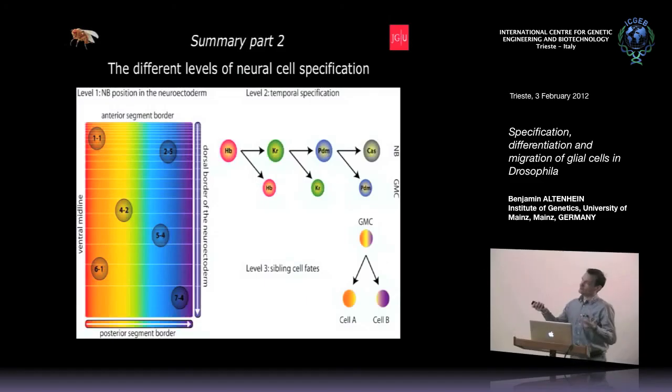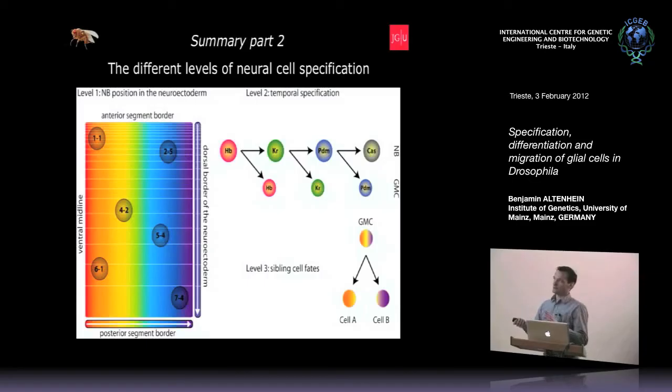And then as a third level of cell specification, ganglion mother cells don't produce identical sibling cells. Even the two cells produced by a ganglion mother cell are different from one another. They can be as different as neuron and glia sibling pairs. That does exist in the fly. This is achieved by asymmetric distribution of factors present in the ganglion mother cell, so that cell A inherits one set of genes, whereas cell B inherits a different set.